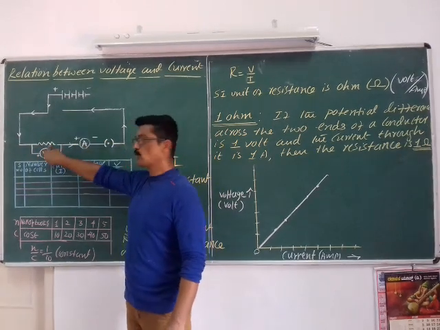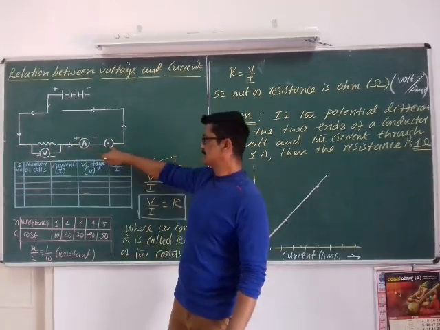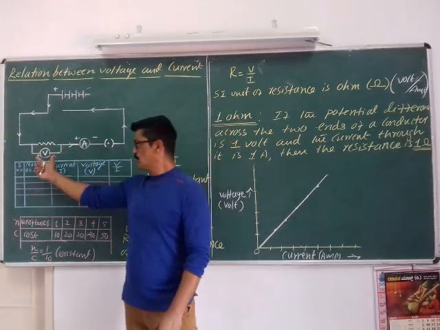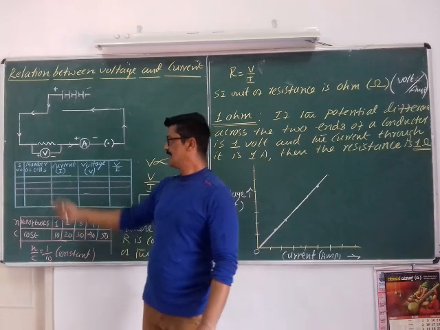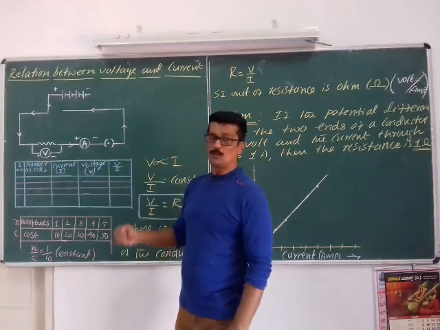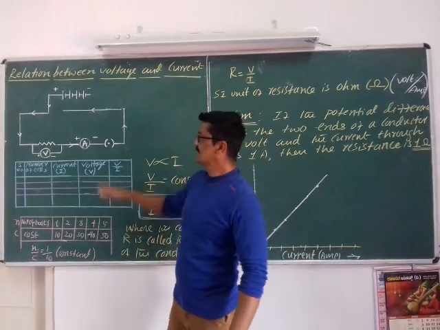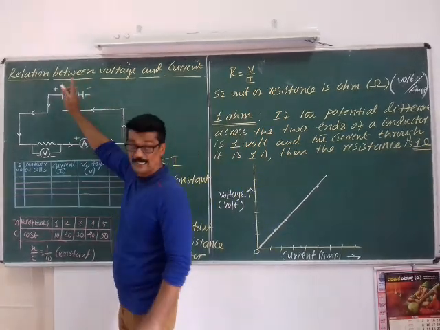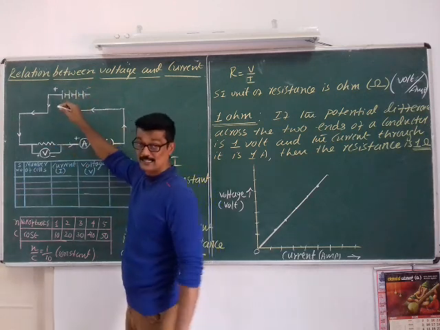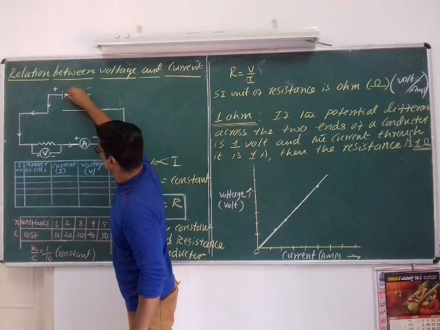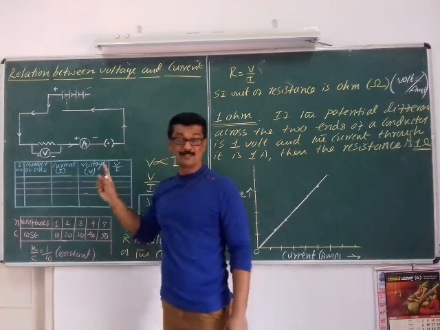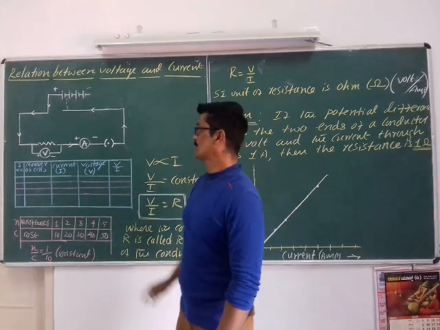Battery, nichrome wire, ammeter, plug key, all these are connected in series. Voltmeter is connected in parallel across the nichrome wire. What we have to do is, first we have to connect one cell to the circuit. Let me connect one cell to the circuit. Only one cell is connected to the circuit.